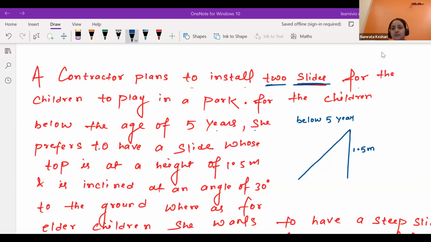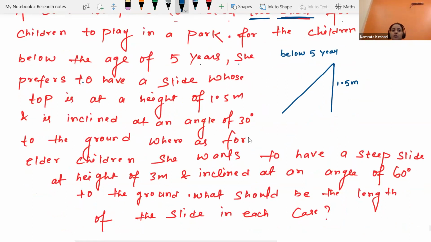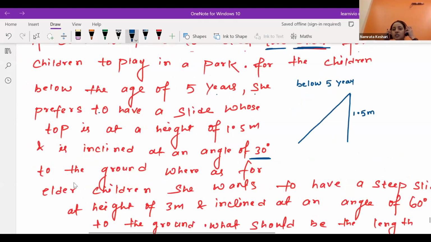So it said that she prefers to have a slide whose top is at 1.5 meter and is inclined at an angle of 30 degrees. So what does it mean, the inclination? Inclination means, when you go to a higher class, you will learn about this concept in detail. Inclination means whenever we have a line, how much it is inclined with the horizontal. What angle is it making with the horizontal?